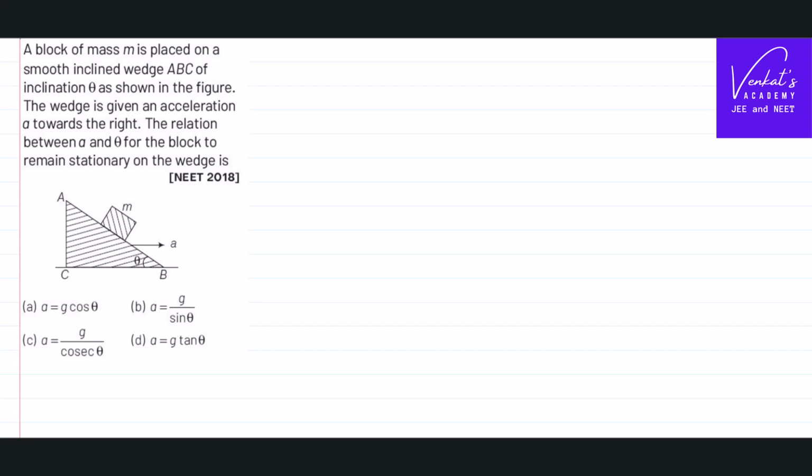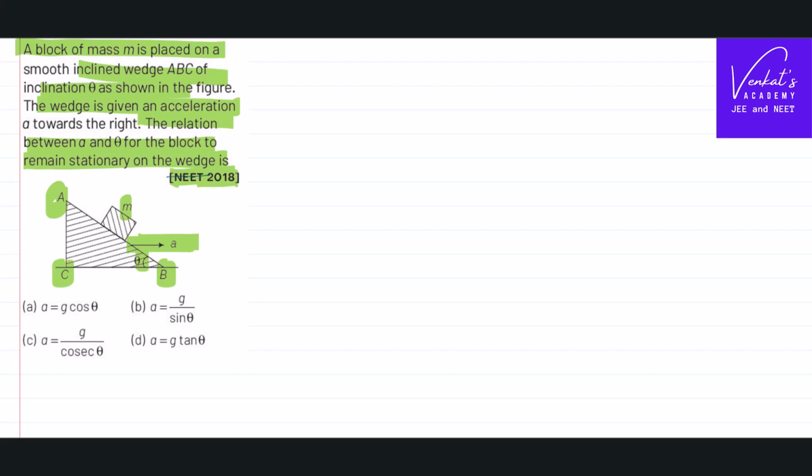We are solving NEET 2018 question, based on laws of motion and free body diagram, connected bodies. The problem is like this. A block of mass m, this one, is placed on a smooth inclined plane of wedge ABC, as shown, with an angle of inclination theta. The wedge is given an acceleration A towards the right, this way. Then what is the relation between A and theta so that the block remains stationary?